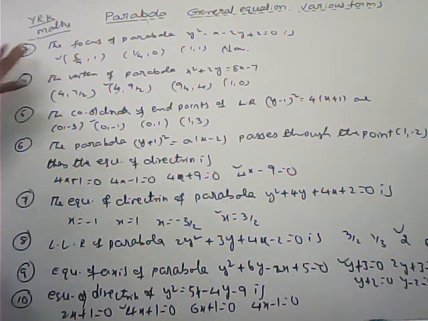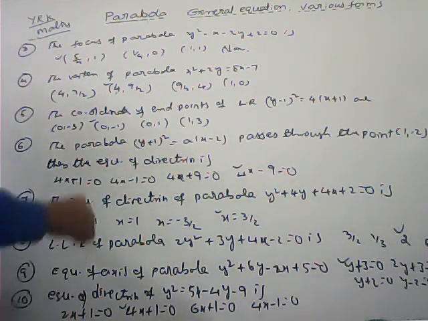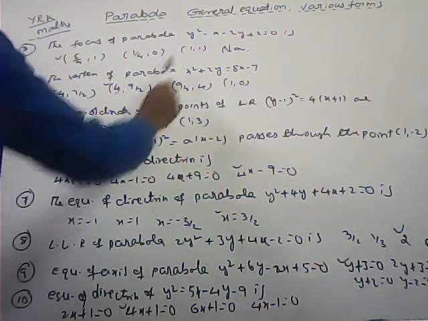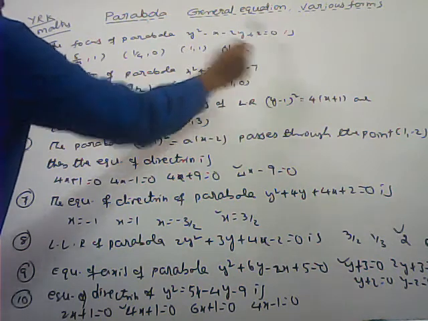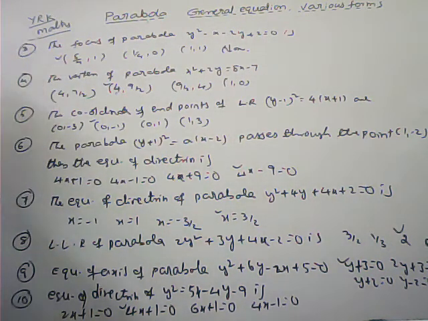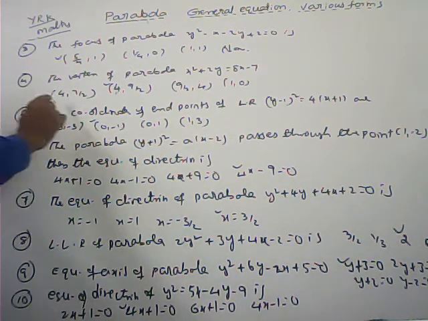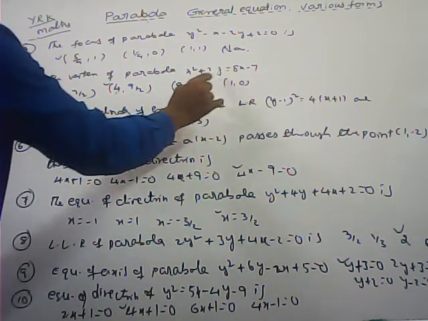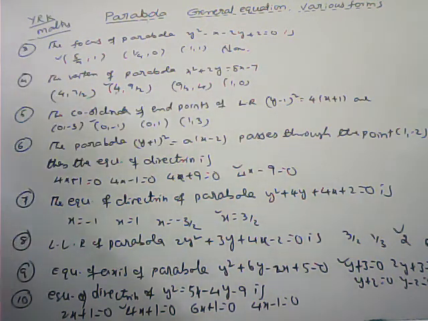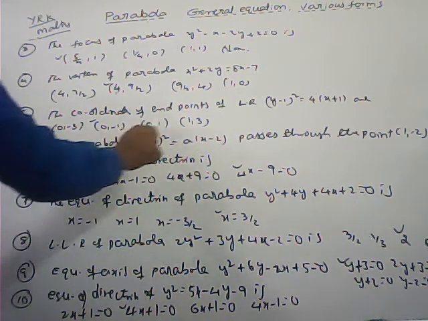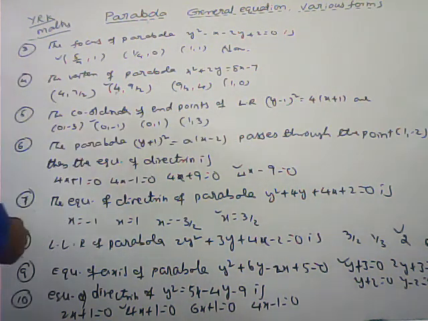The focus of the parabola y² − 6y² − x − 2y + 2 = 0 is, that is the first option. You can verify that. First solve it and check the options also. The vertex of the parabola x² + 2y = 8x − 7. Everything you have to write in the standard form. The coordinates of the end points of the latus rectum.